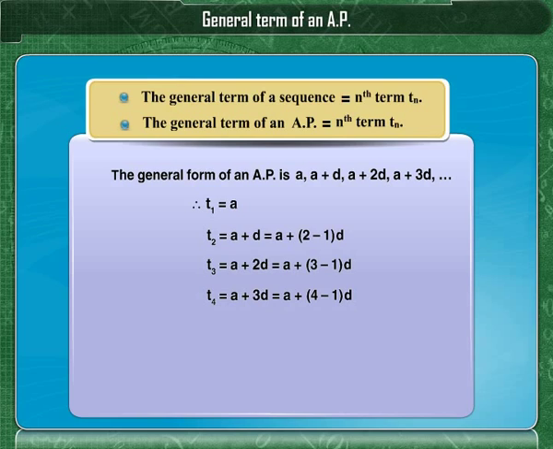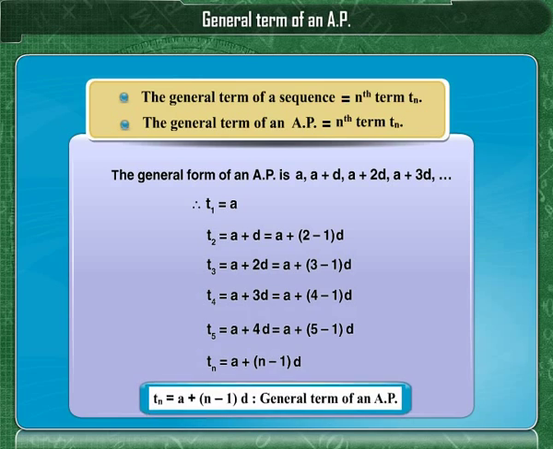In the same manner, how can you write T5? T5 can be written as A plus 5 minus 1 into D. Now, what will be Tn? Tn should be A plus n minus 1 into D. Tn is equal to A plus n minus 1 into D is the formula for the general term of an AP.